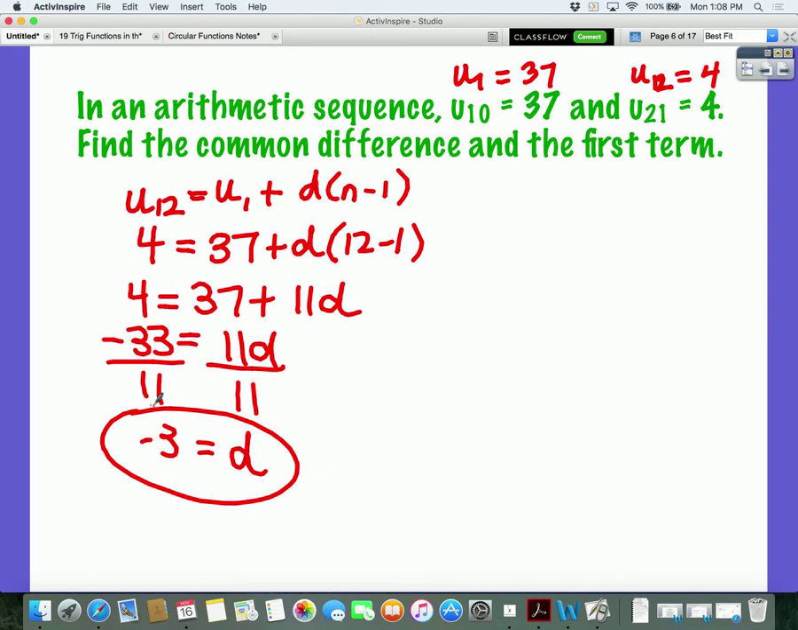Okay? To find our first term, how would I do that? Plug in which numbers? The new ones, the ones that y'all made up, or the old ones? I can take any one of the old numbers, so the ones in green. So let's just take the 10th term to make it easier on myself, and I'm going to find my first term. I know my common difference is negative 3.